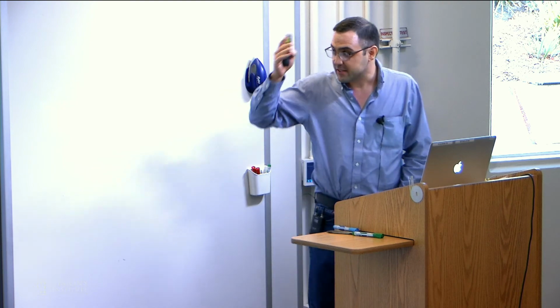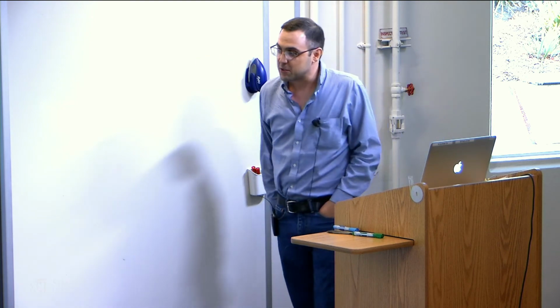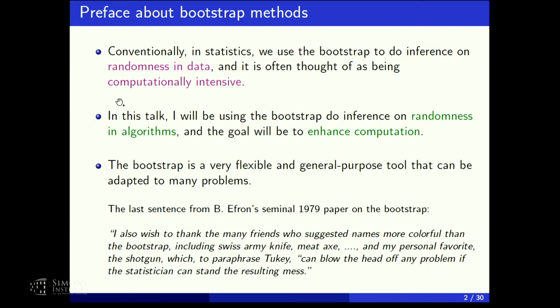And to sort of underscore this, I want to share an amusing remark that's at the very end of Efron's 1979 seminal paper on the Bootstrap. So if you read all the way to the very end, this is the last sentence of the paper. It says, "I also wish to thank the many friends who suggested names more colorful than the Bootstrap, including Swiss Army knife, meat axe, and my personal favorite, the shotgun, which, to paraphrase Tukey, can blow the head off of any problem if the statistician can stand the resulting mess."